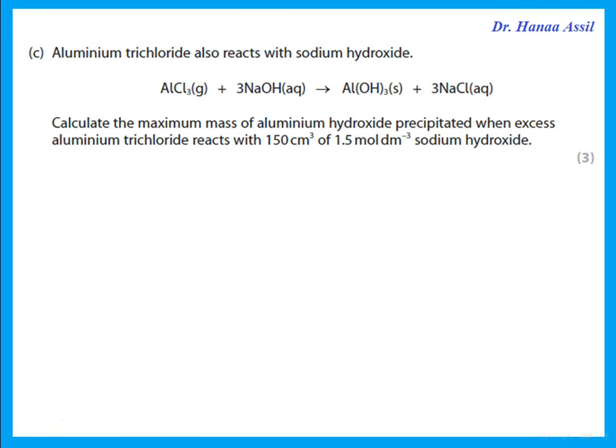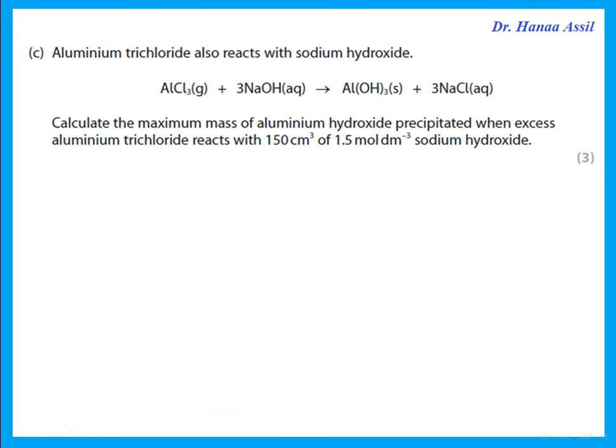Aluminium trichloride also reacts with sodium hydroxide. Calculate the maximum mass of aluminium hydroxide precipitated when excess aluminium trichloride reacts with 150 cm³ of 1.5 mol per dm³ sodium hydroxide. So he's giving me information about sodium hydroxide, and he's asking about the mass of the product, the mass of aluminium hydroxide.